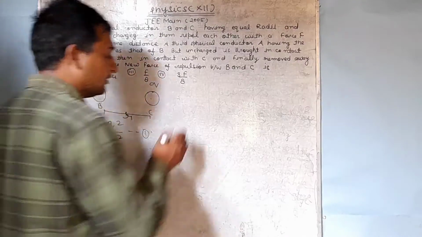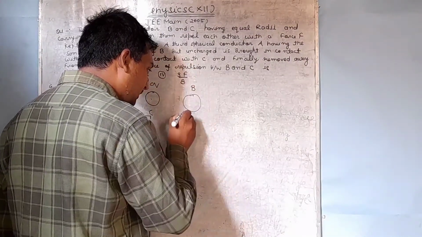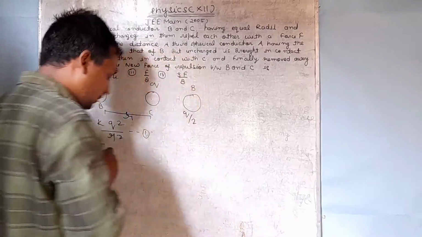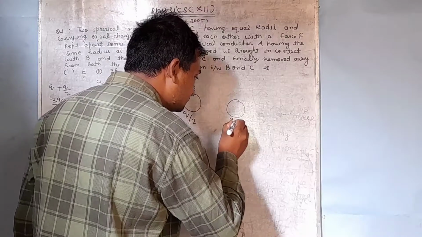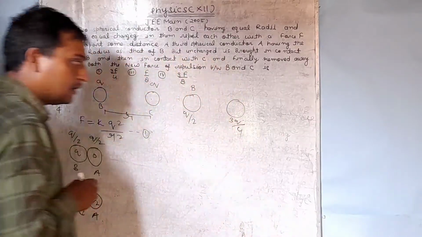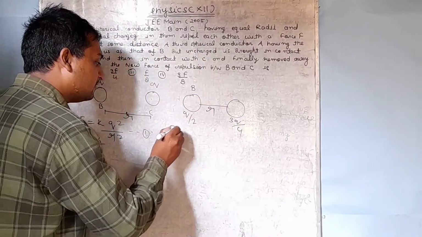Now what is our condition? What is the charge on sphere B now? Q by 2. What is the charge on sphere C now? 3Q upon 4. And kept at a distance R, suppose the new force of repulsion is F dash.